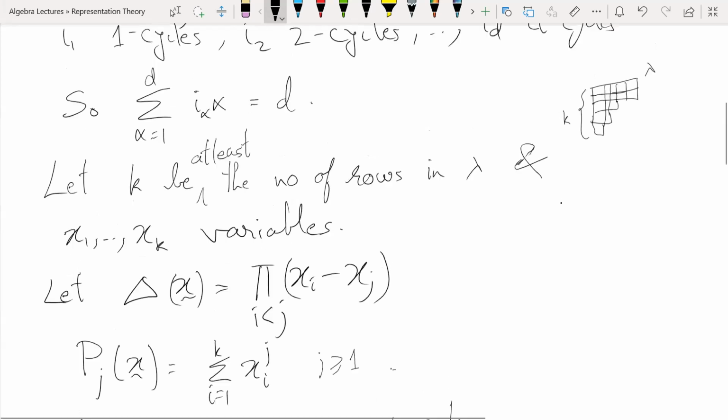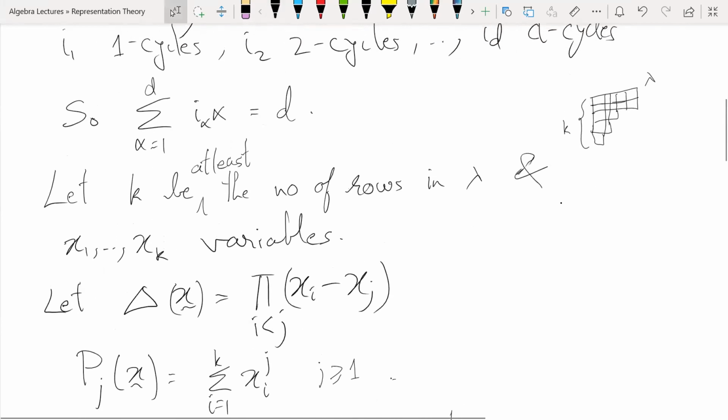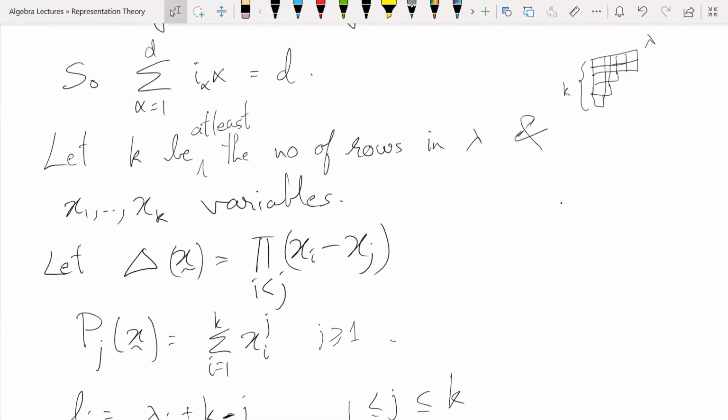It looks like I'm defining a lot of things, not giving you the formula, but this is the fastest one can get to the formula. So the Pj of x are these polynomials. P1 of x is just x1 plus up to xk. P2 of x is the sum of squares of the xi's, and so on.